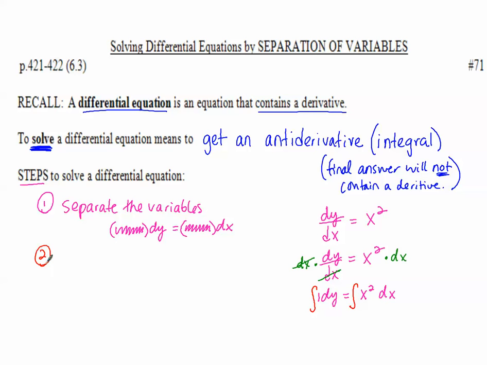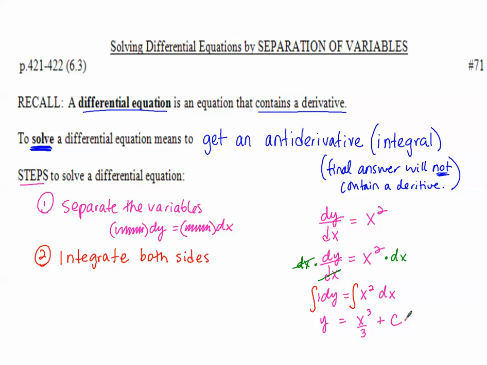Then we can do what I'm showing next, which is taking the antiderivative, or more succinctly stated, integrate both sides. It's an equation, so we can do it to both sides. Now that I see I'm doing the integral of 1 dy, I know that that's y. On the right side, the integral of x squared is x cubed over 3, and I'm going to put my collective plus a constant on that side.